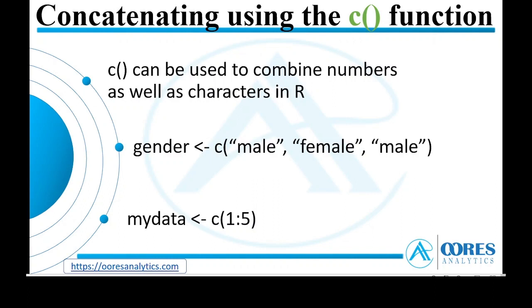We're going to use the c function to do this. Next, we'll combine the numbers 1 through 5 and name that new object my_data. And as we'll see, both gender and my_data are called vectors, that is, single entities consisting of a collection of things. Let's create these two objects in RStudio.